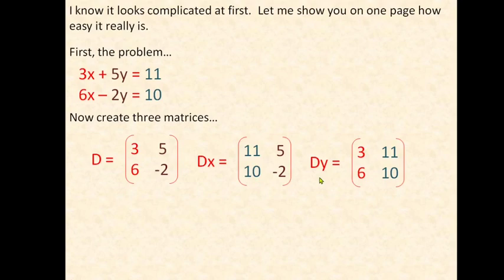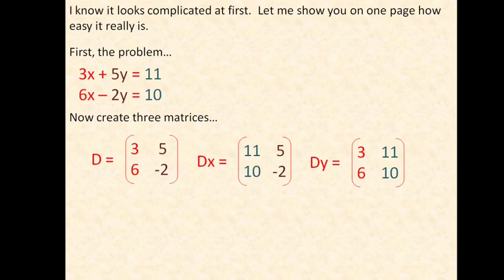Then for dy, I'll replace the coefficients of y, which are 5 and minus 2 in our equations. So 5 and minus 2 will be replaced with again 11 and 10 in the second column. So this is the orientation to organize your coefficients from the given equations for matrices D, dx and dy.